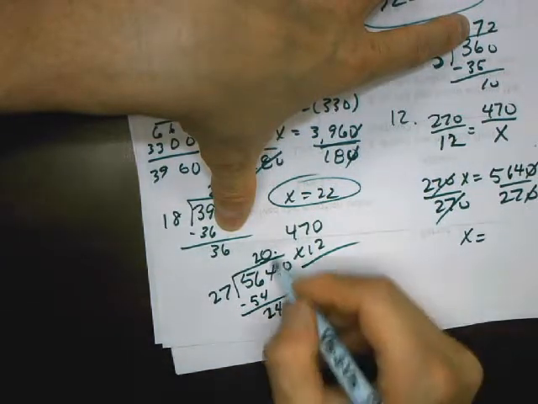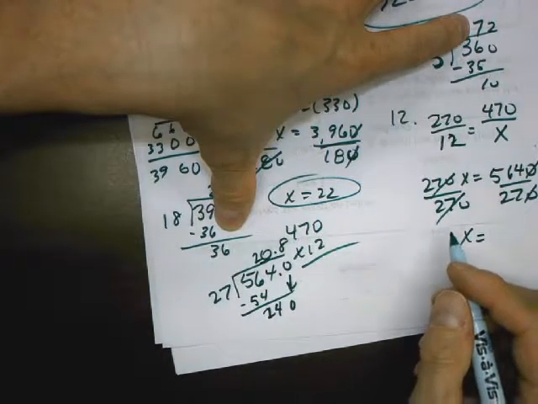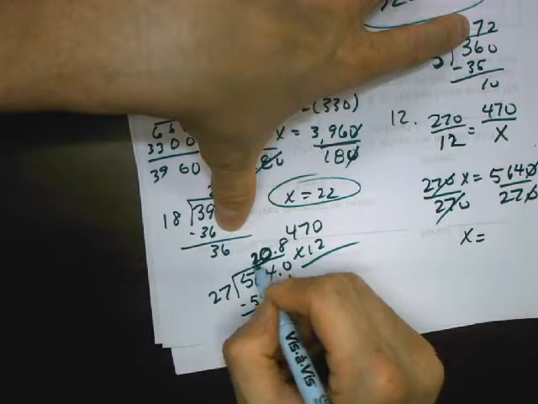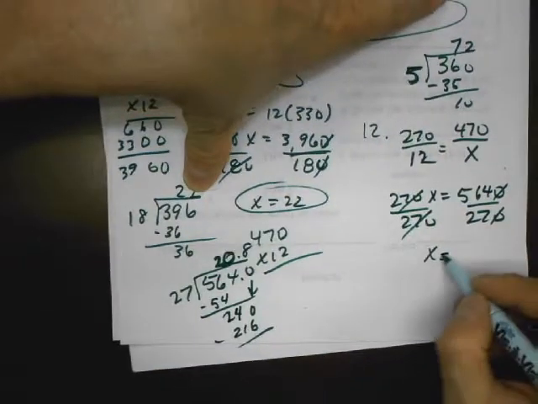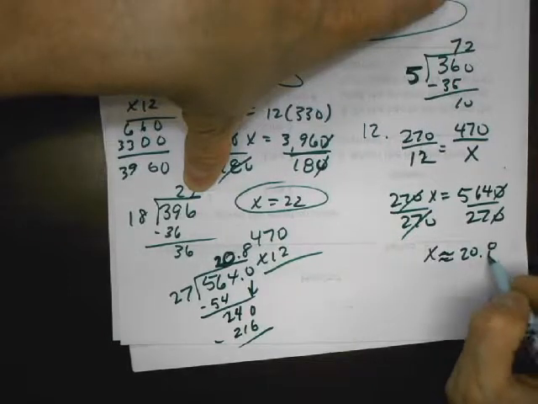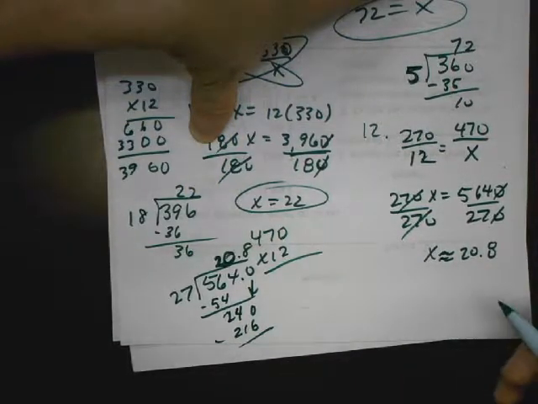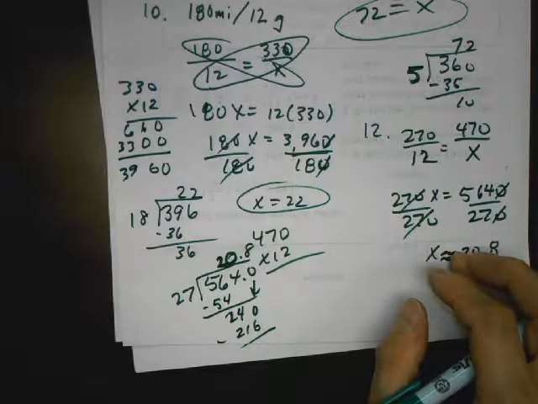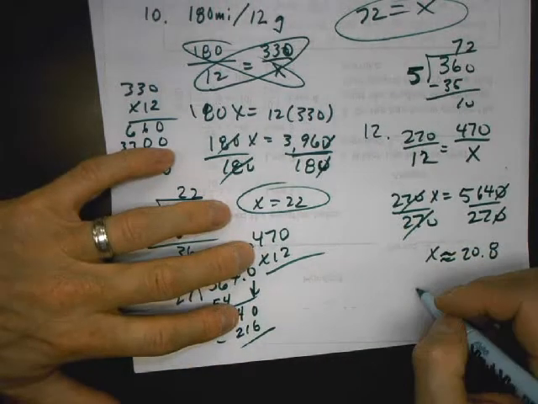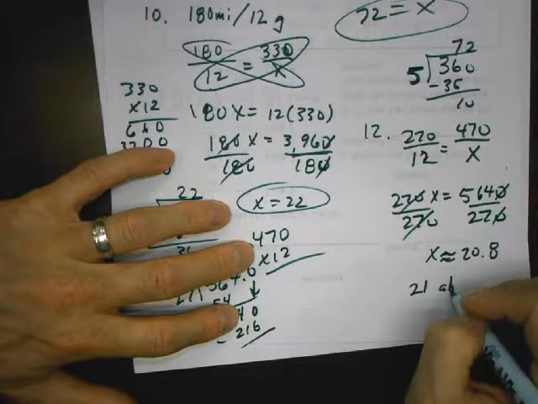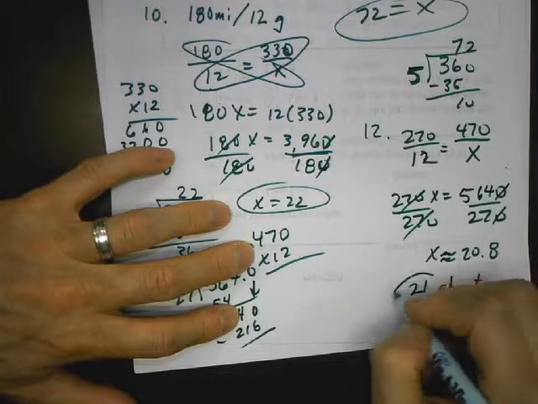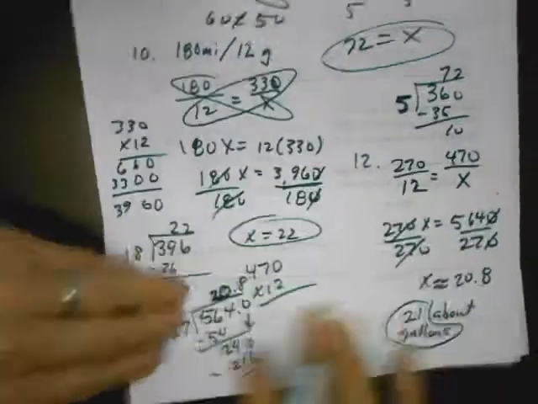27 goes into 240 about 8 times. 8 times 27 is like 216. I can stop right there because it's about 20.8. And the question was how many boys? It's about, wait, I'm sorry, wrong question. The question was how many gallons, right? Round to the nearest whole number. Yes, gallons. So that's about 21 gallons. About 21 gallons. Because you round it.